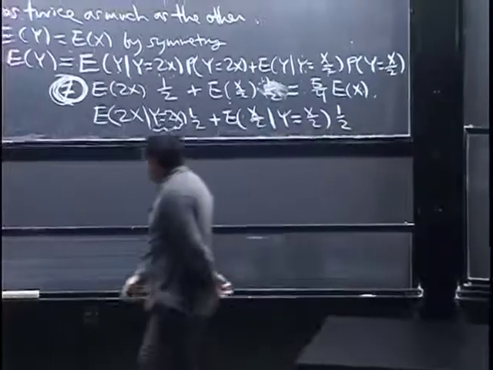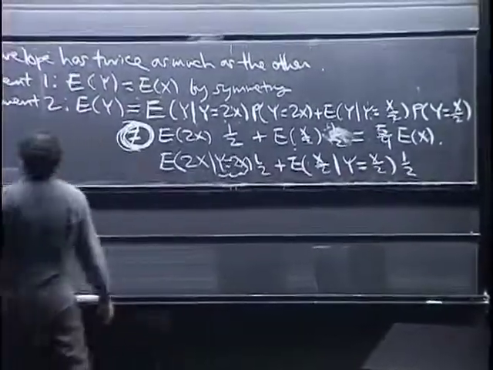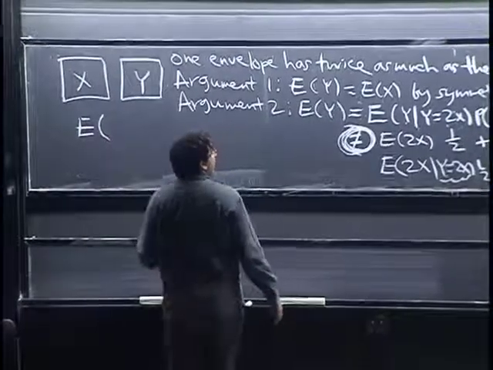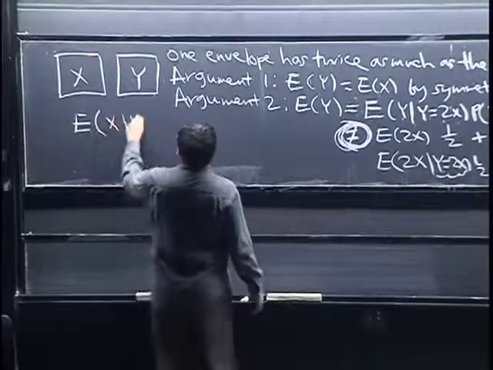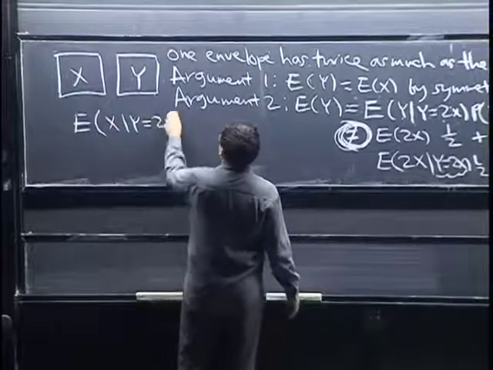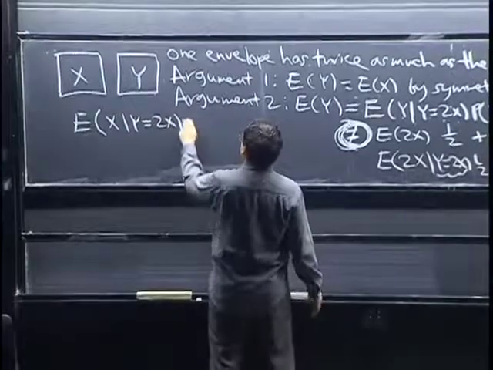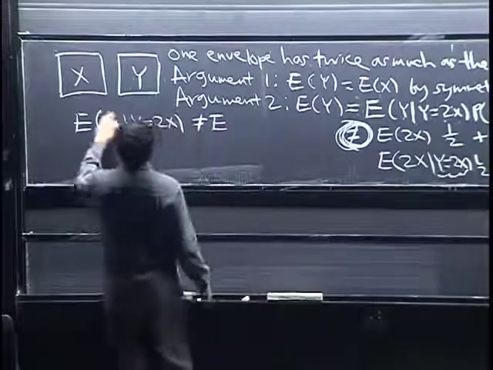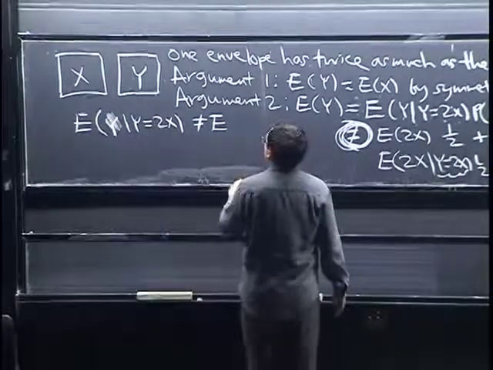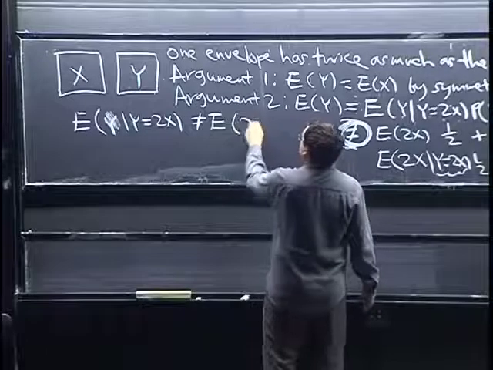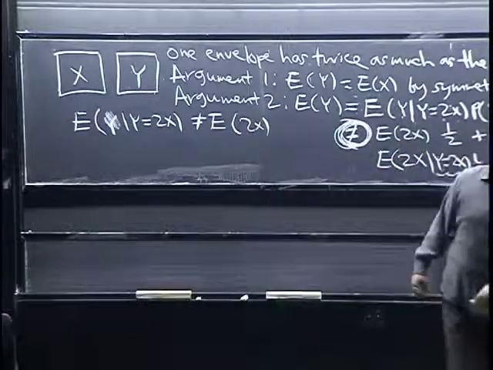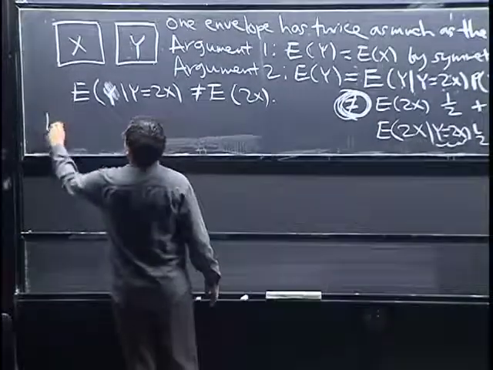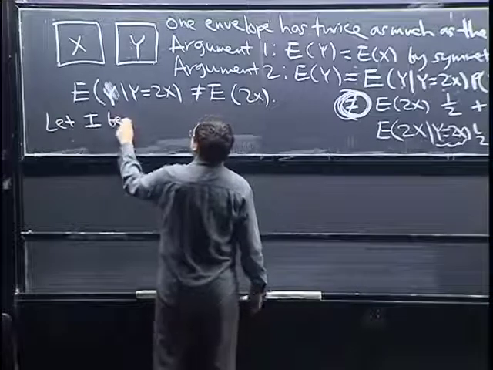So actually, what we just showed is that essentially E of x given y equals 2x is not equal to... well, let's do it this way. E of y given y equals 2x is not equal to E of 2x. So what's going on there is, I like to think of this in terms of indicator random variables. So let's just let I be the indicator random variable.